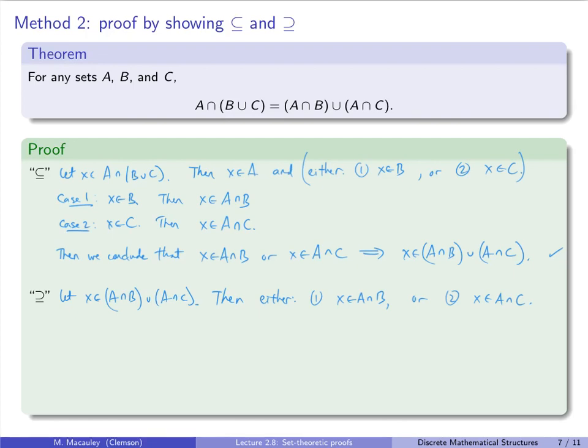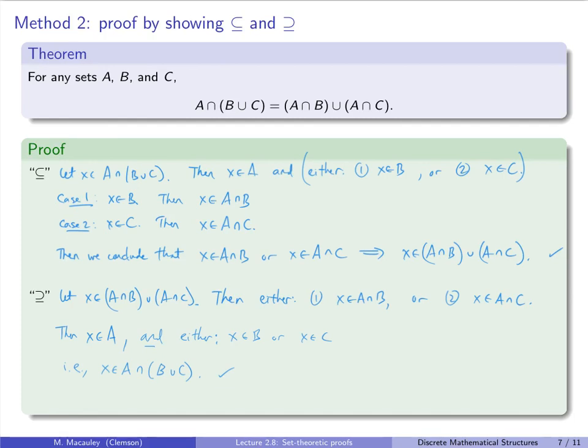Let's keep going. So if X is in A intersect B, then in both cases, X is in A. Then X is in A, and either X is in B or X is in C, i.e. you see X is in A intersect, because of the and, B or C, B union C. And there we go. We proved that direction as well.